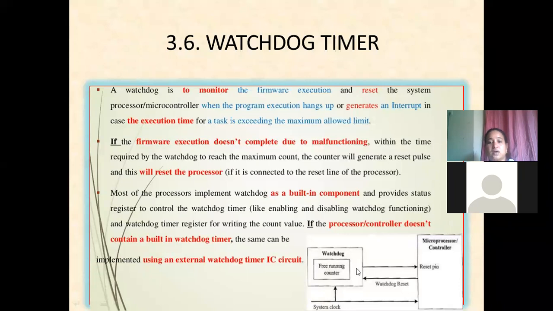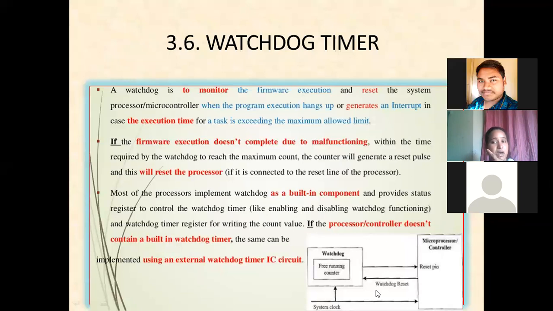So here it has a counter, and it is also connected to the system clock. It should be connected to the system clock. Why? Because the watchdog timer knows that 50 seconds or 100 seconds are completed only with reference to the clock pulses generated by the oscillator circuit. So that device should be connected with the oscillator circuit compulsorily.